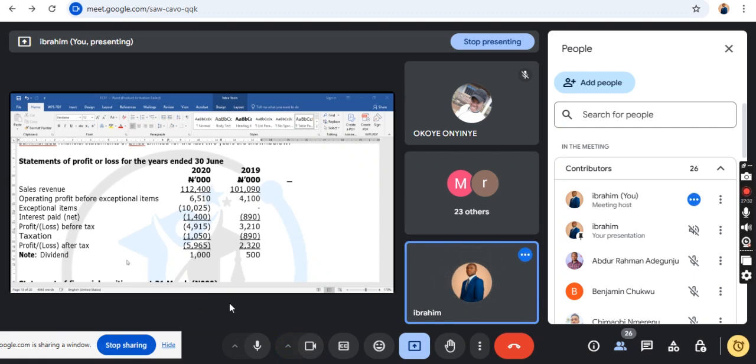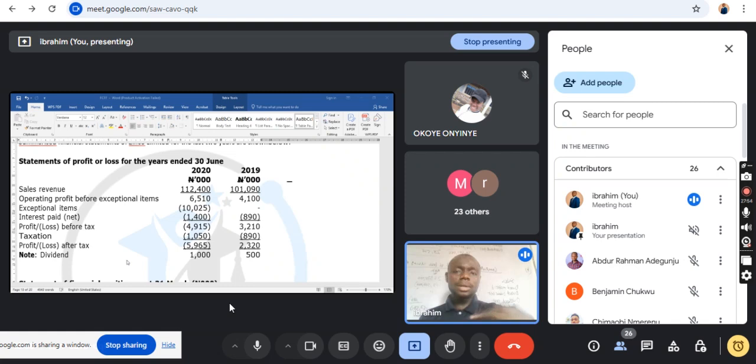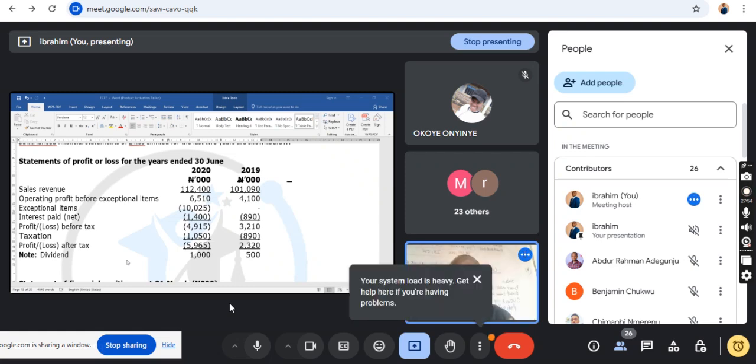Exceptional items. The question is, what is exceptional items? Now, exceptional items are items that are one-off. That is, you can see that in 2019, exceptional items did not occur. Probably they carry out restructuring, right? It is not regular. It is not what? It is not regular, right?